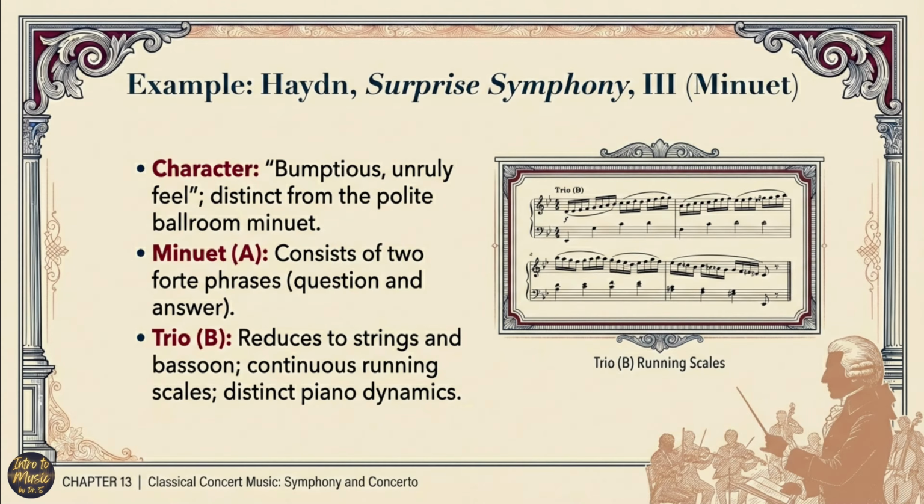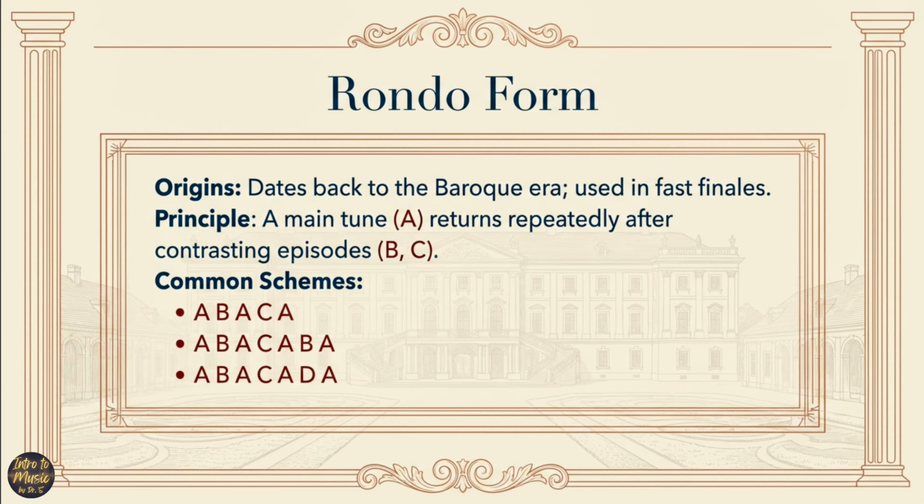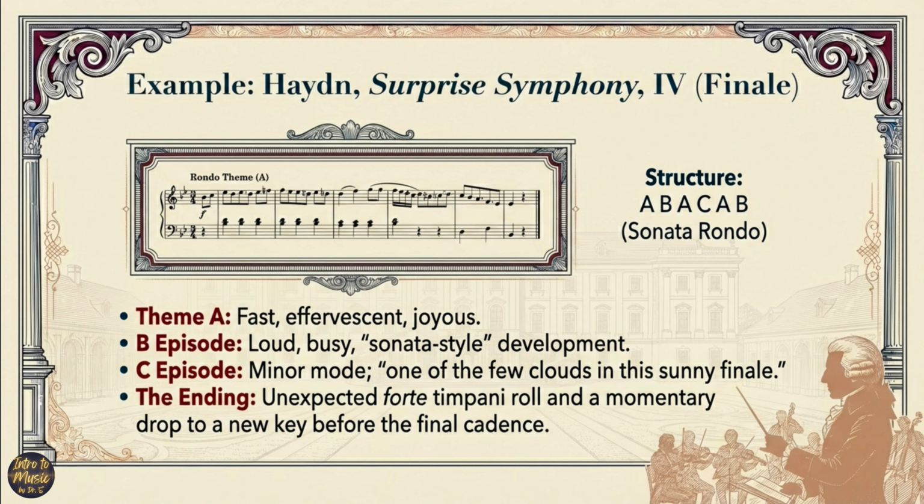Finally, we arrive at the fourth movement, the finale. The most common form here is the rondo. The principle is simple. A main tune, A, comes back again and again, separated by contrasting episodes, B, C, etc. In the finale of the Surprise Symphony, Haydn uses a fast, joyous rondo. However, he mixes in elements of sonata form, creating a complex sonata rondo, where the episodes actually develop the themes.